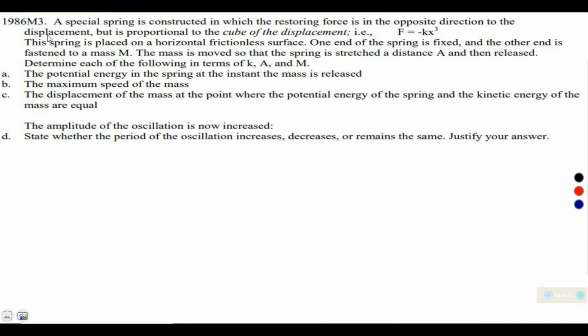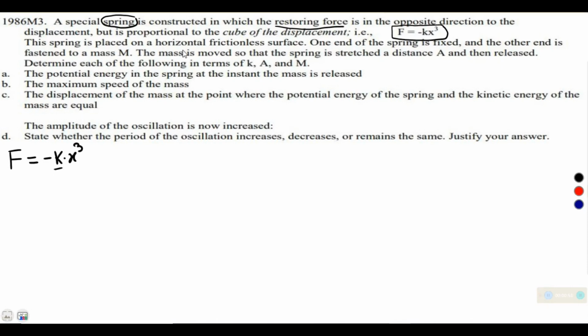Welcome friends. Let us see this question. In this question it says there is a special spring that is constructed, whose restoring force is represented by this equation. So that is a special kind of spring whose restoring force F is equal to minus K times x cube, where K is the spring constant.